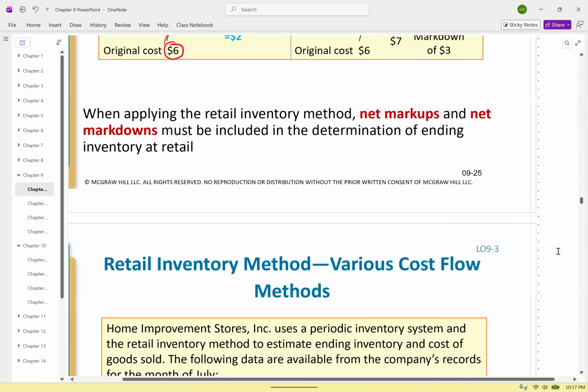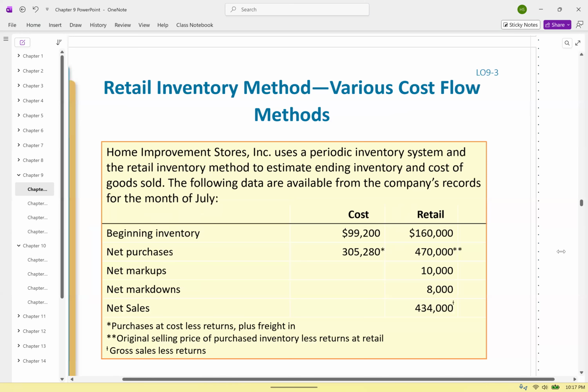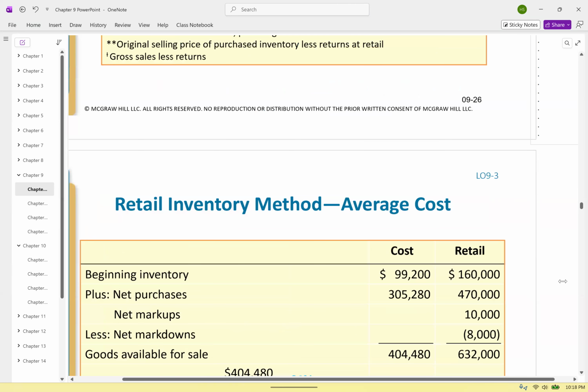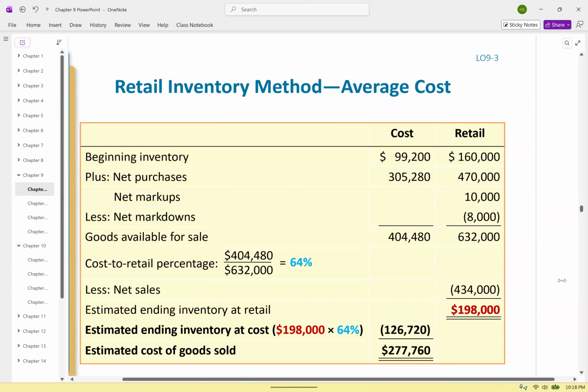All right. So now we are going to do another one of these. I don't know if this is the same information. It's very similar, but now they've included net markups, net markdowns, and net sales. Well, we had net sales on the other ones, but we're adding these markups and markdowns. Okay. So this is average cost.